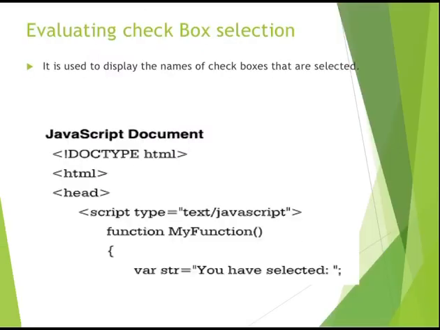So, evaluating checkbox selection. The first tag is your doctype HTML, then your HTML tag, then your head tag. Then open the script tag. Function name is what? myFunction. Where str is equal to "You have selected". In order to display that, I have taken in str what you have selected. Okay.